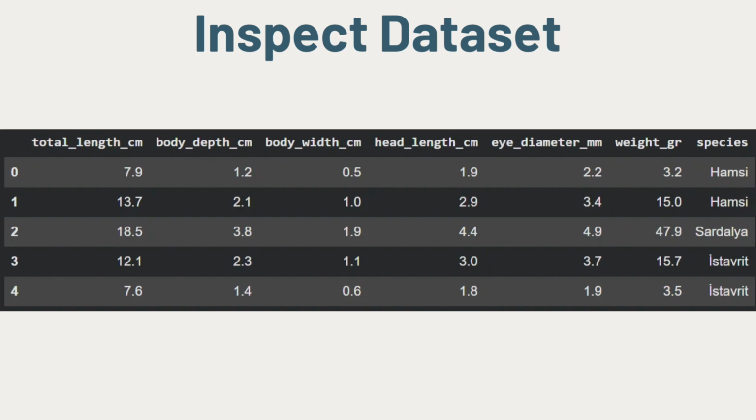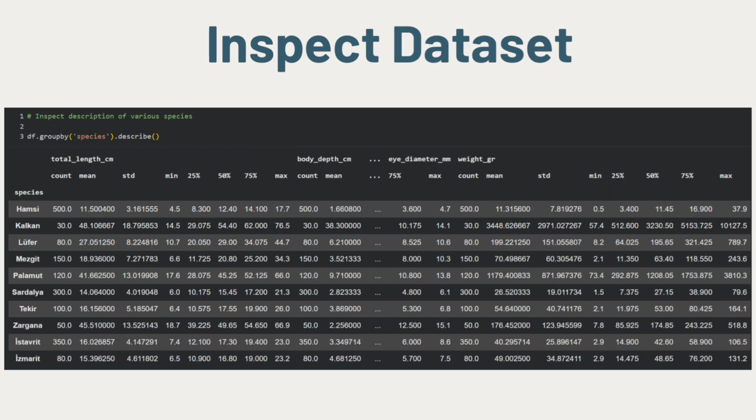We can output it to a data frame and inspect the data. We can see that there are 6 features, which relate to the body characteristics of the fishes. They are the total length, body depth, width, head length, eye diameter, and the weight of the fish. We can take a closer look to see if there are differences between the species of the fishes by viewing the summary statistics grouped by the fishes.